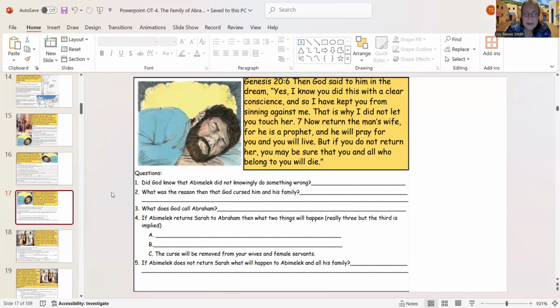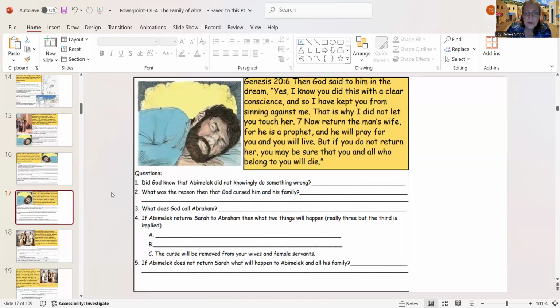Did God know that Abimelech did not knowingly do something wrong? Yes, he did know that. What was the reason then that God cursed him and his family? So that he would not come close to Sarah, and I had to keep you from sinning, and these things, so he would stop taking her closer to him.